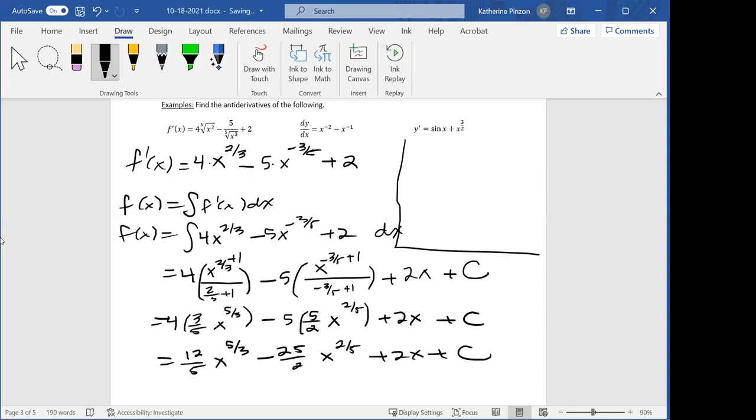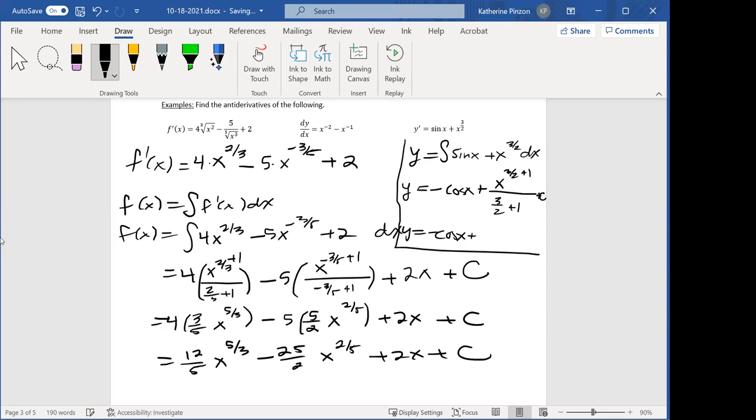Okay, I'm going to do this one because I have room, and then I'll put this middle one down at the bottom. Okay, y prime is sine of x plus x to the 3/2. So to find y, I'm taking the antiderivative of sine of x plus x to the 3/2. So go back up to your chart and look for the antiderivative of sine. Negative cosine, yeah. So negative cosine x plus x to the 3/2. Add 1 to the power. So 3/2 plus 1. Divide by the new power, 3/2 plus 1, plus c. Don't forget your plus c at the end.